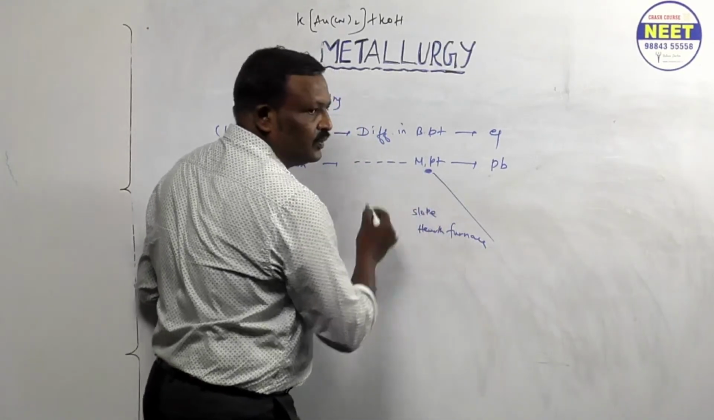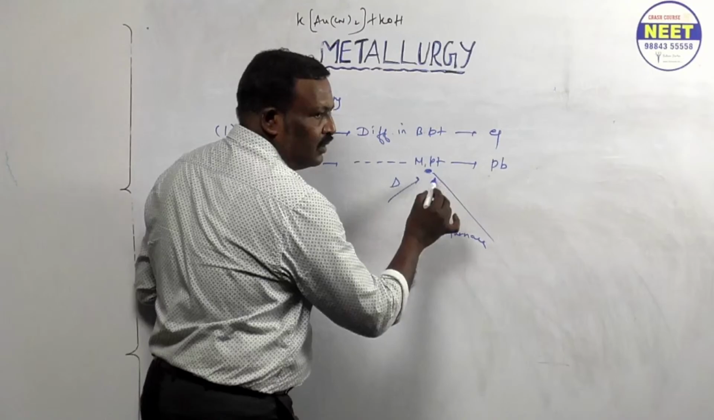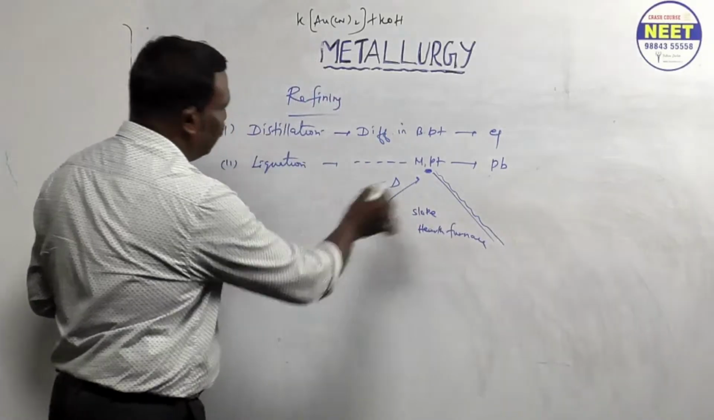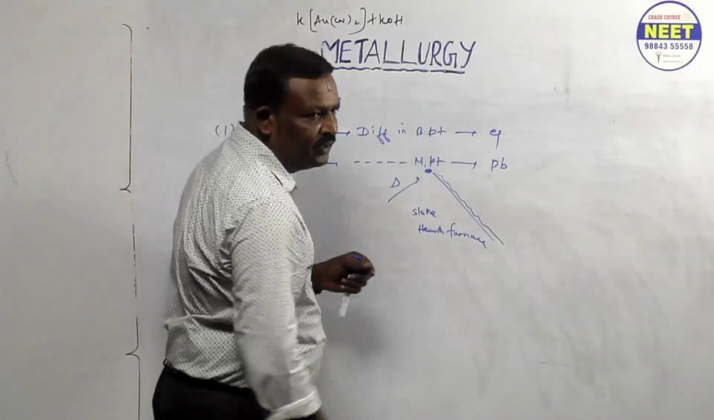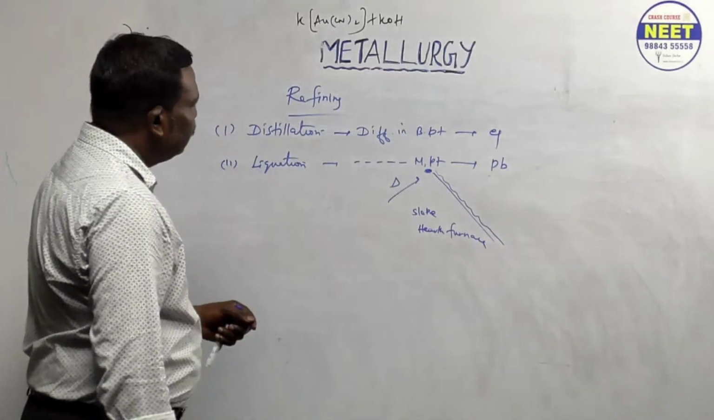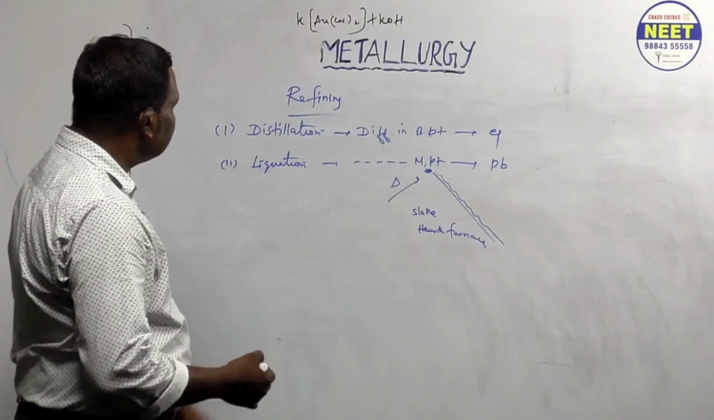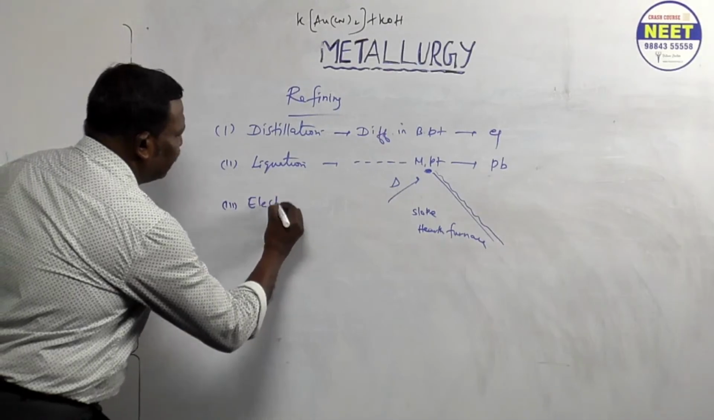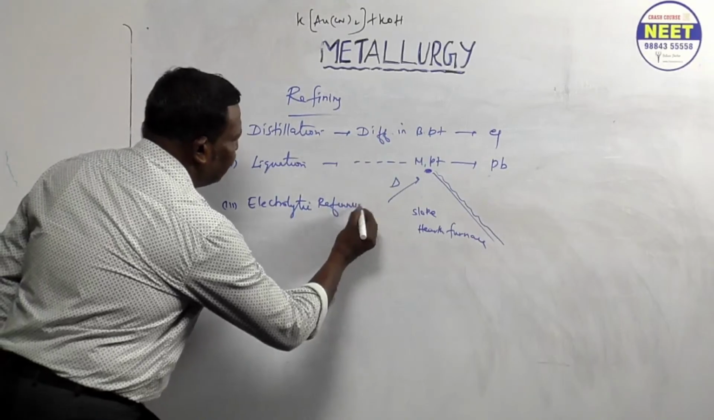If you apply heat, what happens? The metal having low melting point will come down as a liquid. That is called liquefaction. The metal having high melting point will stay there only. It will not melt. Difference in melting point, we can easily separate. Next one, electrolytic refining. If you want to get 100% refining, we can do this method.